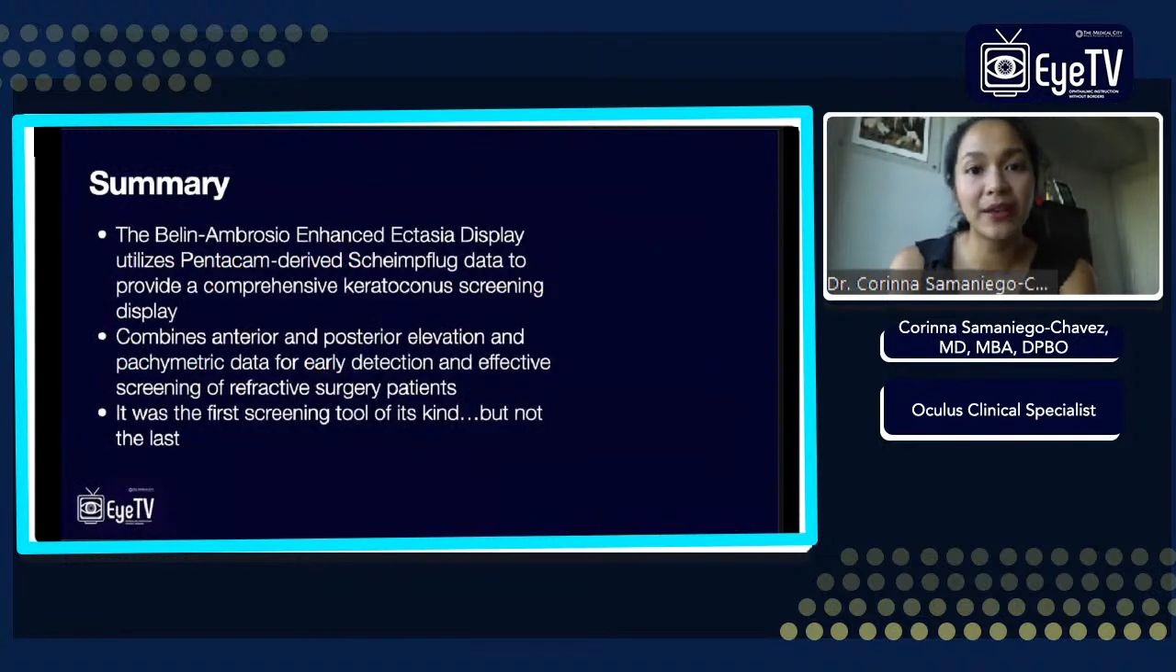So in summary, the Belin Enhanced Ectasia display uses Pentacam-derived Scheimpflug data to provide a comprehensive keratoconus screening tool. It combines the anterior and the posterior elevation data as well as pachymetry for early detection and effective screening for refractive surgery patients. And it was the first screening tool to utilize this technology, but as we'll see in the succeeding lectures of today's episode, it was not the last.